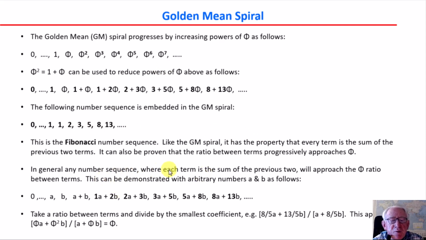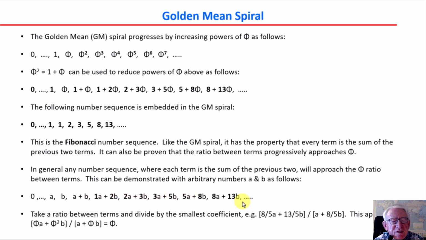Now, in general, any number sequence where each term is the sum of the previous two will approach the phi ratio between terms. And we can illustrate this with arbitrary numbers, a and b, as follows. So if we start out with any two numbers, a and b, these could be 47, 105, or whatever. We add them in pairs. The next term after a and b is a plus b. And then the next term after that is a plus 2b. And then again, add the previous two terms, we get 2a plus 3b. Add the previous two terms, we get 3a plus 5b.